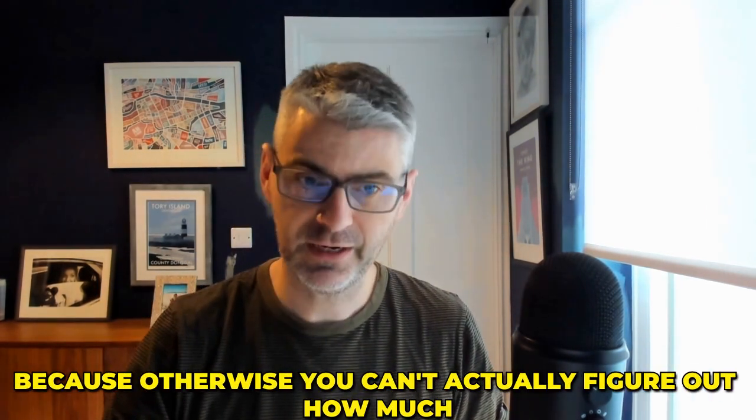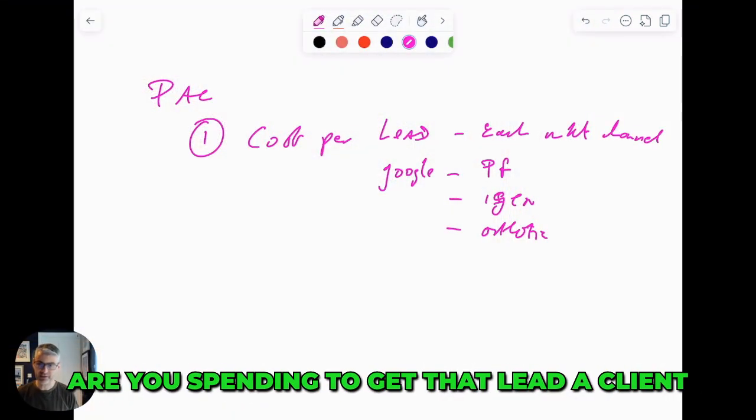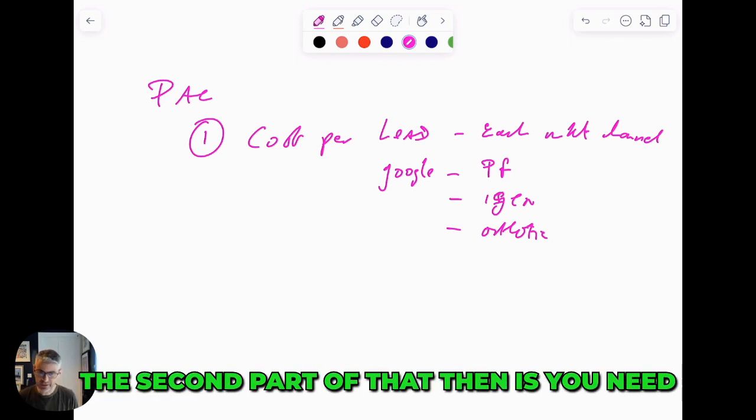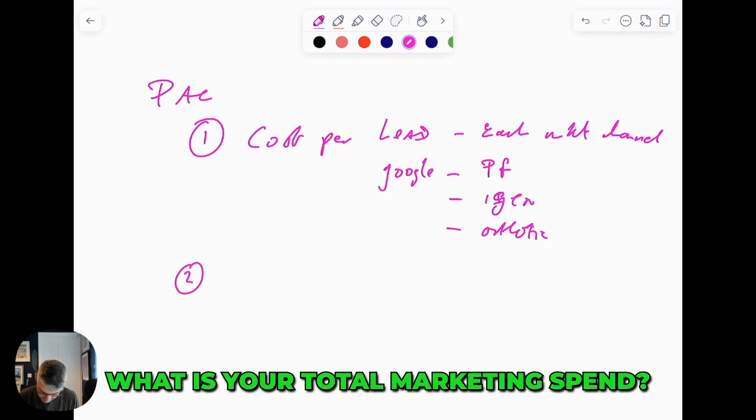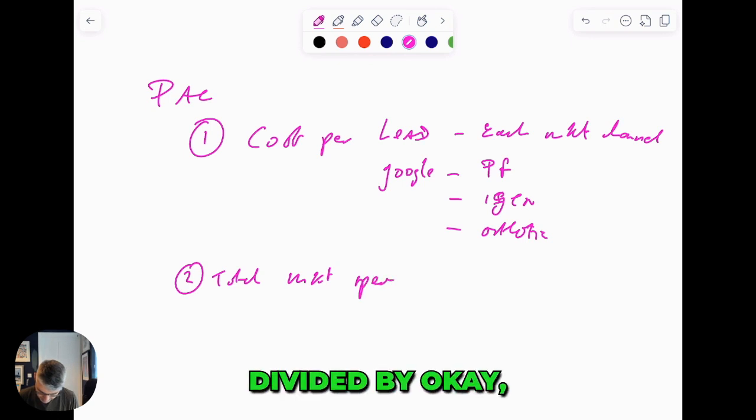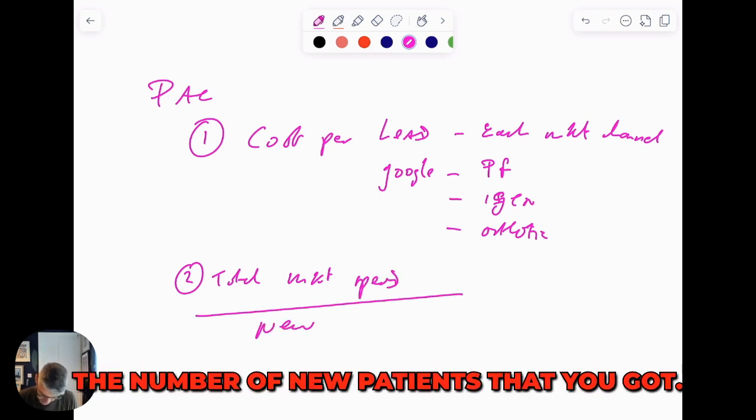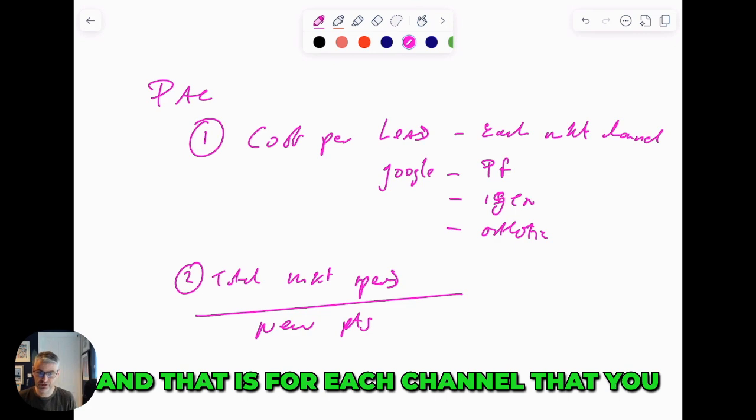Because otherwise you can't actually figure out how much you are spending to get that lead, a plantar fascia patient, a chiropody patient, etc. The second part of that then is you need to know what is your total marketing spend, divided by the number of new patients that you got, and that is for each channel that you do.